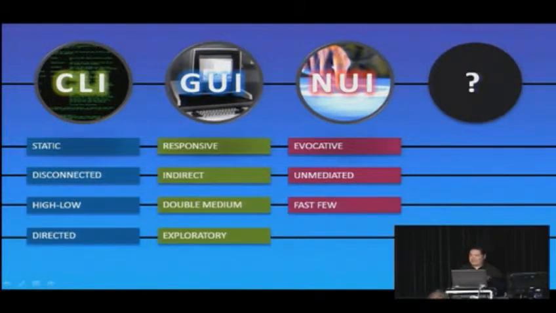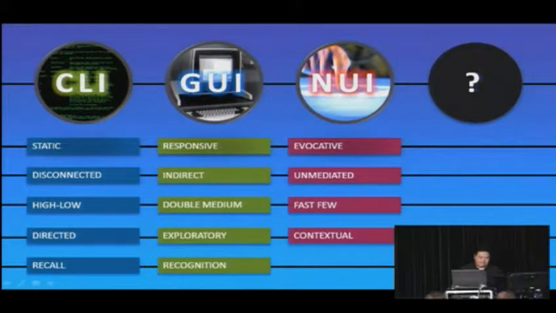While in GUI, this shifts to being more exploratory. And exploratory in the sense that if I click the file menu, I'm looking at the choices that follow underneath, and I can go to a submenu and a submenu after that. And in that sense, it's exploratory. And while in NUI, it shifts to becoming contextual. In other words, I'm given just enough clues to draw a conclusion about what I can do next.